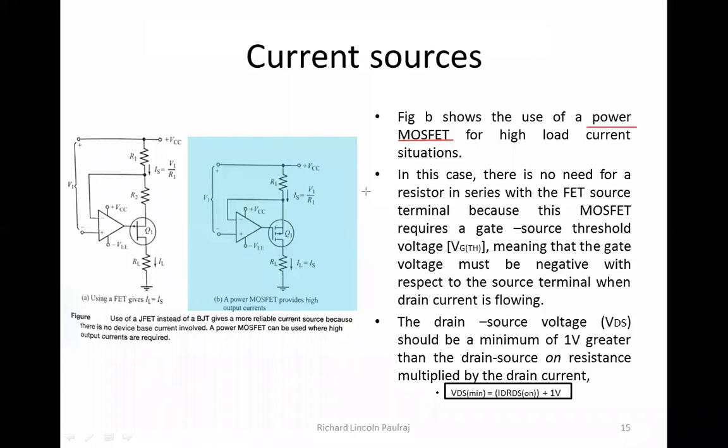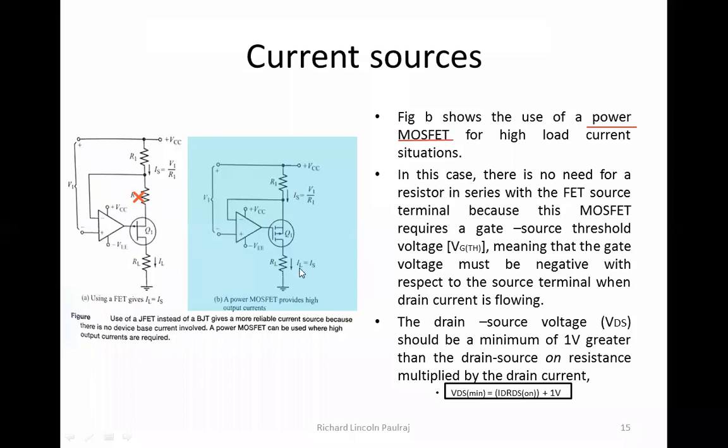Why are we doing that? Because we need good driving capability. I cannot expect that from a low power device. So even though the power consumption is less, I will have to use its bigger brother, which makes use of a higher input. In this case, there is no need for a resistor. So here, this resistor R2 is eliminated. I am not at all using this R2 resistor in my circuit.